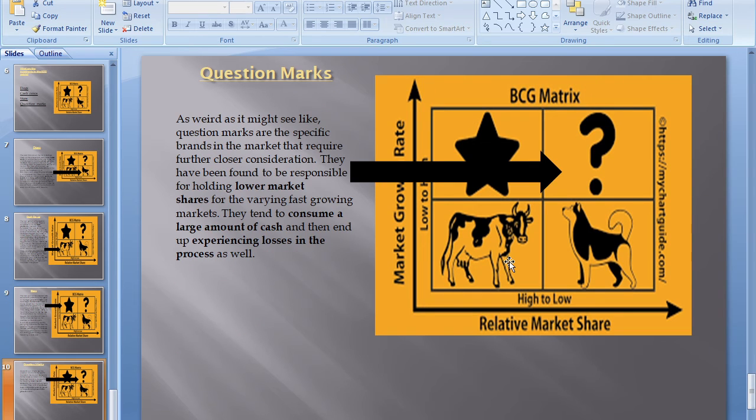Next, question mark. It means high growth rate but low market share. These are new products where the company has to invest in advertising and branding, and the question marks are converted into stars.